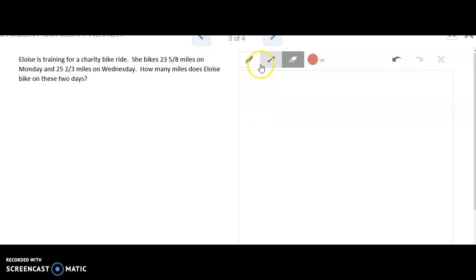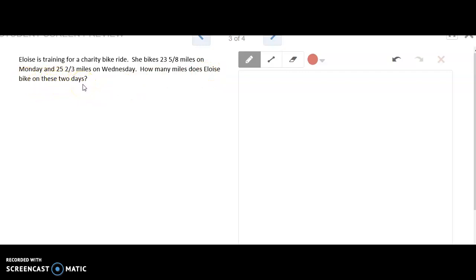Boys and girls, let's take a look at this problem. Eloise is training for a charity bike ride. She bikes 23 and 5/8 miles on Monday and 25 and 2/3 miles on Wednesday. How many miles does Eloise bike on these 2 days?